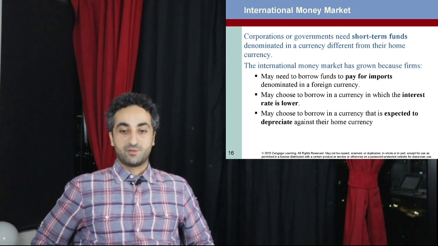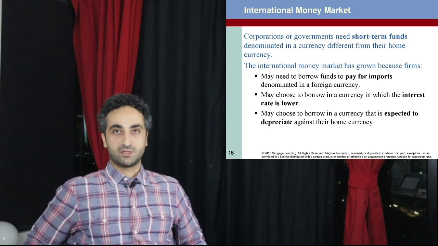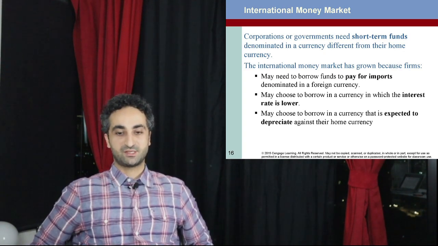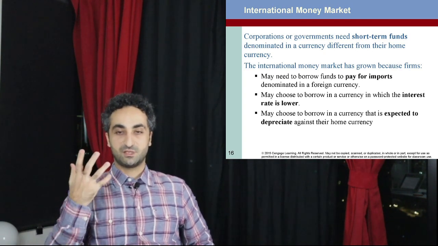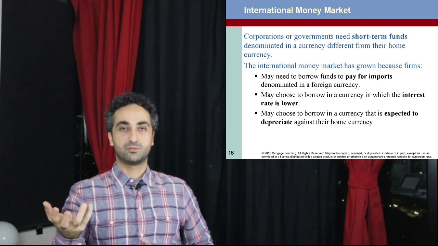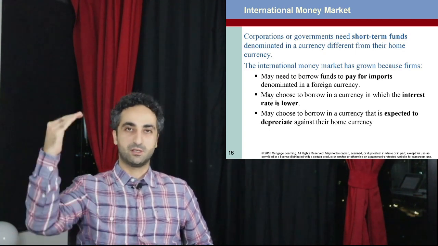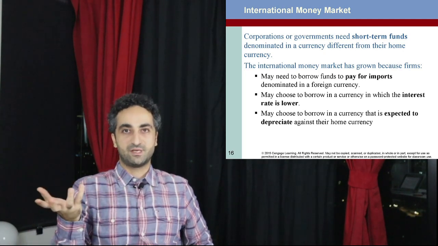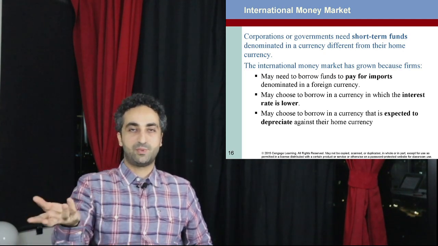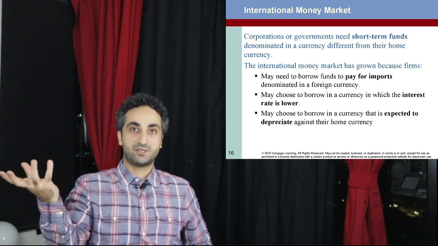Corporations or governments need short-term funds. Now we're moving to the money market. Okay, so we're done with the exchange market. So what's the money market? Governments need money, short-term. What about companies, big companies? McDonald's, let's say, demand decreased during Corona, so they still need money, right, to pay salaries, rent, etc. So they might need to borrow.